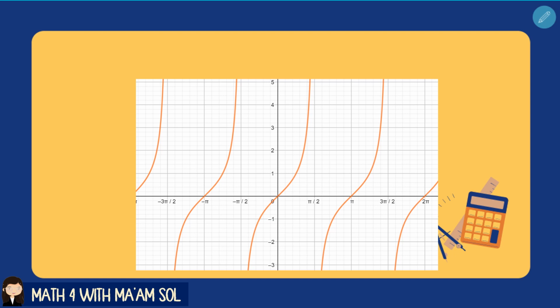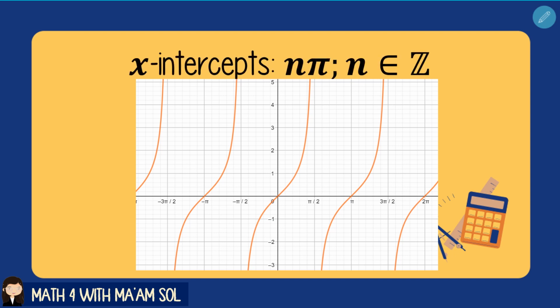Looking at the range, we see that the function extends indefinitely both upward and downward. Thus, the range of the tangent function is the set of all real numbers. Unlike the sine and cosine functions, the period of the tangent function is pi. This means that the function repeats itself after pi. The tangent function is also an odd function, which means it is symmetric about the origin. Let us also determine its x-intercepts. We see that the graph crosses the x-axis for every multiple of pi, meaning when x is equal to 0, pi, 2 pi, 3 pi, and so on, as well as their negative counterparts.